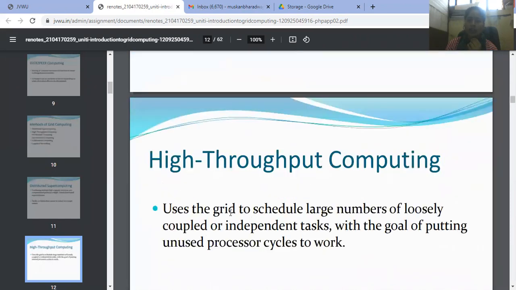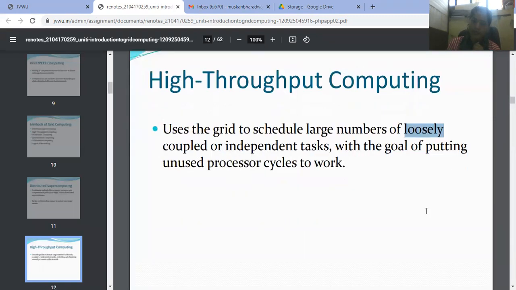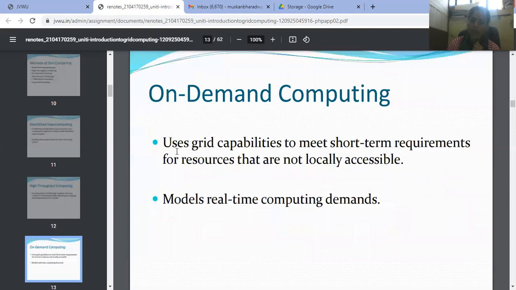High throughput computing uses the grid to schedule a large number of loosely coupled tasks. What is loosely coupled? Loosely coupled means the computers are not directly connected to each other to perform the same task. That is known as loosely coupled. So the grid schedules a large number of loosely coupled or independent tasks. Each node performs its independent task, with the goal of putting unused processors to work. On-demand computing uses grid capabilities to meet short-term requirements.